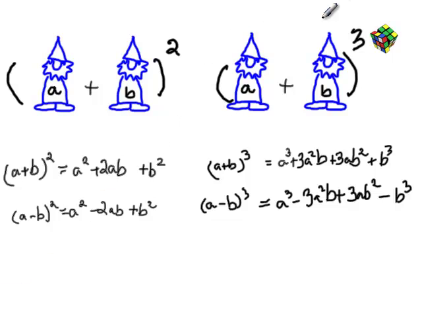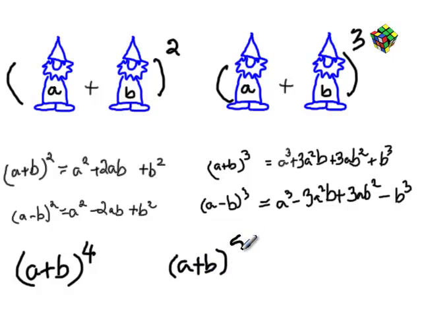Okay, for your own interest, you might like to explore what happens with a plus b all to the fourth, a plus b all to the fifth. Later in the course, you're actually going to be exploring a more general expression, a plus b to the power of n. And yes, it turns out our binomial friends have their very own theorem called the binomial theorem. It turns out to be very important.